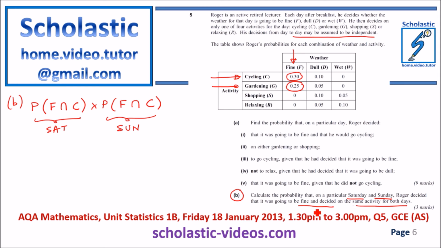Because it's given that it was a fine day, he's deciding to do either cycling or gardening. So on the first day cycling, on the second day cycling, plus the probability of a fine day doing gardening on the first day as well as doing gardening again on the second day. So this is the total probability of this event. The other 2 events will be 0, because shopping will be 0 and relaxing will be 0. There won't be any probability coming from those 2 events. He can't continue shopping 2 days if it is a fine day, and the probability is 0 even for relaxing.